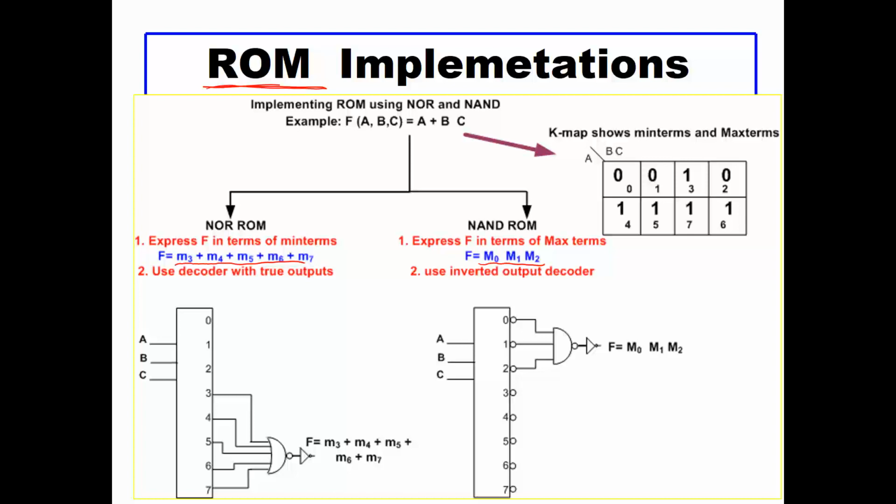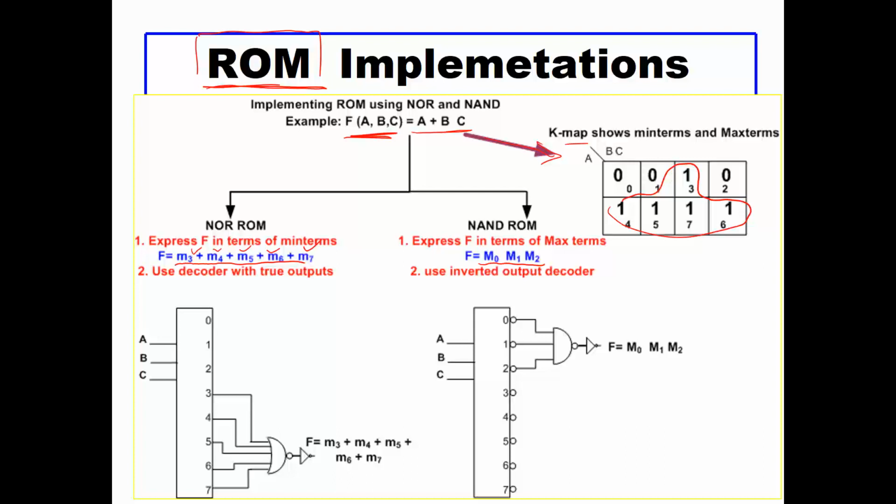So let's take for example the function A or BC, and if we expand this into its minterms, you can use the K-map, so you can see that the minterms are those. This function in terms of minterms is minterm 3, minterm 4, minterm 5, minterm 6, and minterm 7. Now, to implement such a function, implementing minterms is at the core of ROM design.